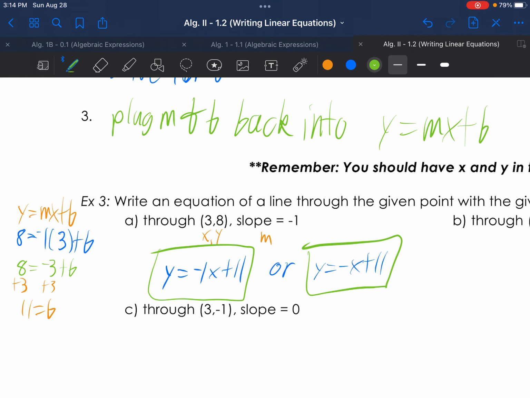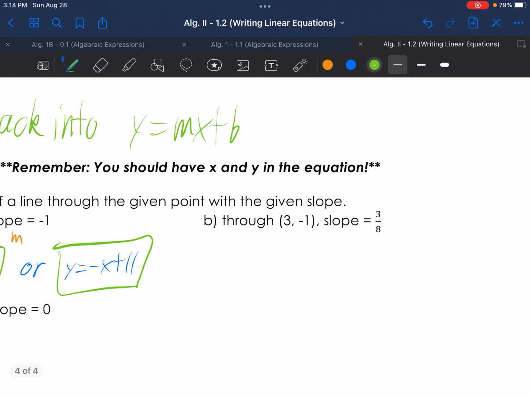All right, let's show the same thing on letter B here. And once again, this might be a good place to pause it if you are wanting to try one on your own.